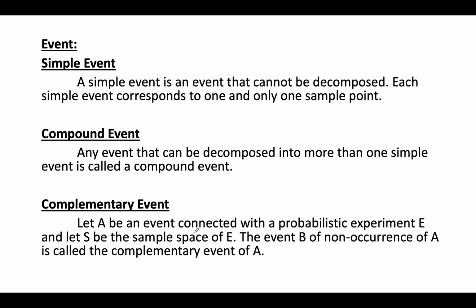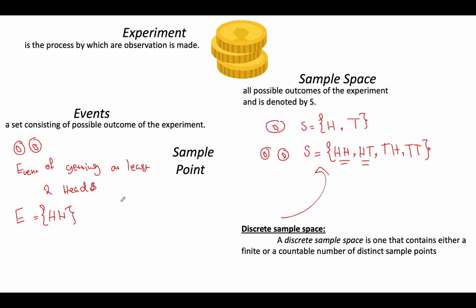All right. In the events part, I have types of events here. First type is simple event, where the event cannot be decomposed, so each simple event consists of only one sample point. Something like our event here, which is getting at least two heads. So we consider this a simple event. Why? Because it consists of only one sample point.